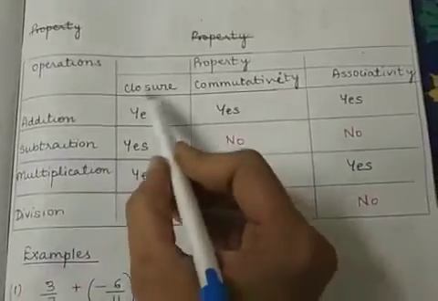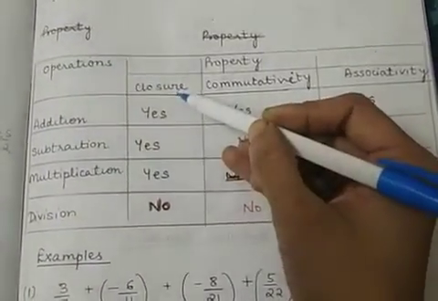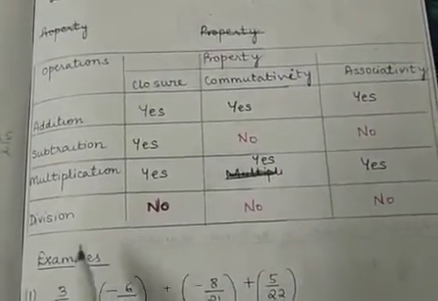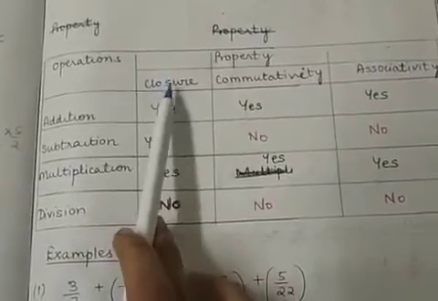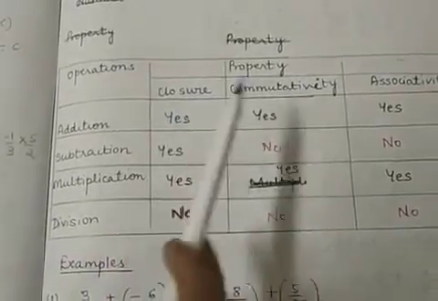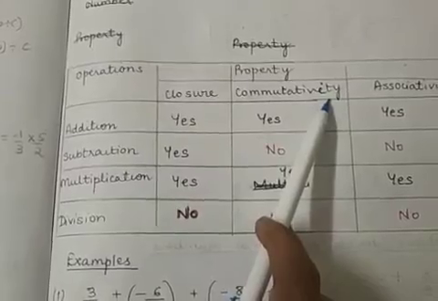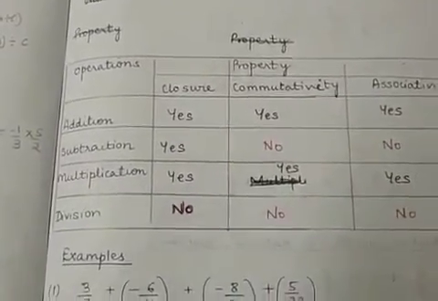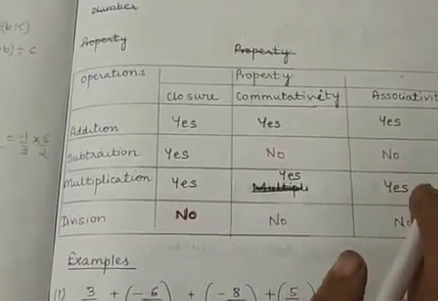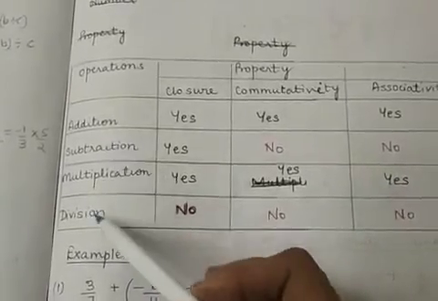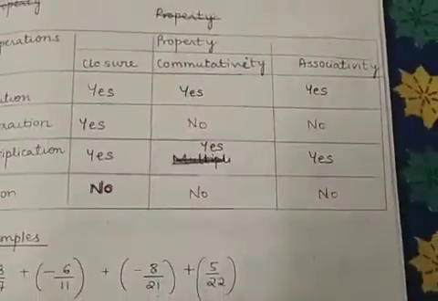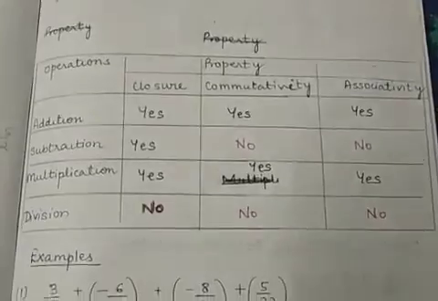Under multiplication, just like addition, rational numbers are closed, commutative as well as associative. What about division? You have seen rational numbers are not closed under division because 2 upon 0 is not defined. So it is not a rational number. Even commutativity does not hold true, and also associativity. So for addition and multiplication, all the properties are satisfied, and for subtraction and division, some of the properties are not satisfied. So these are some of the properties of rational numbers.